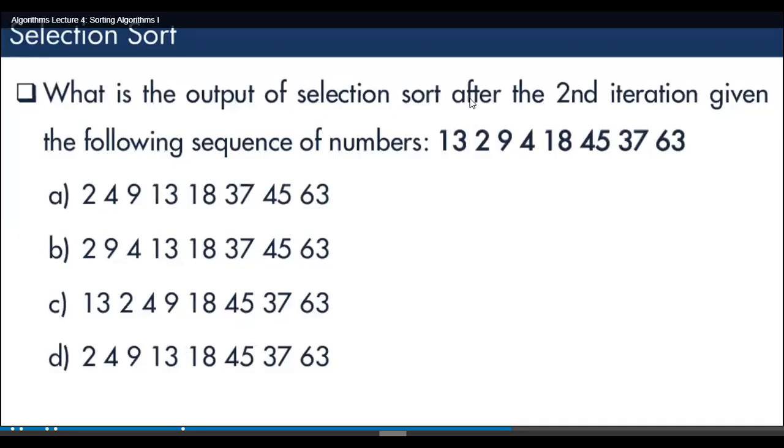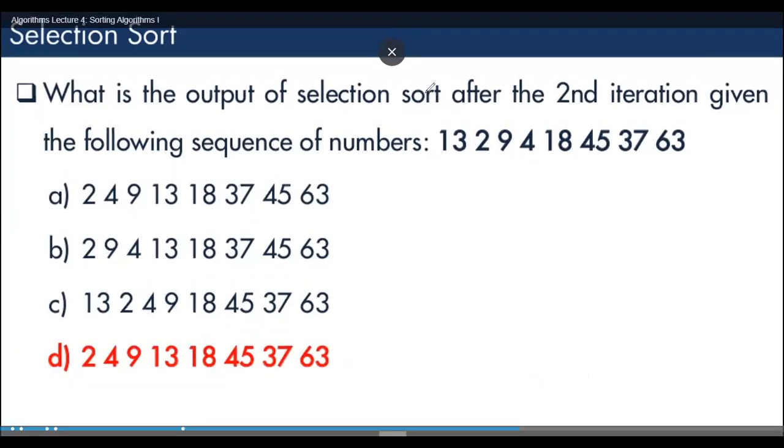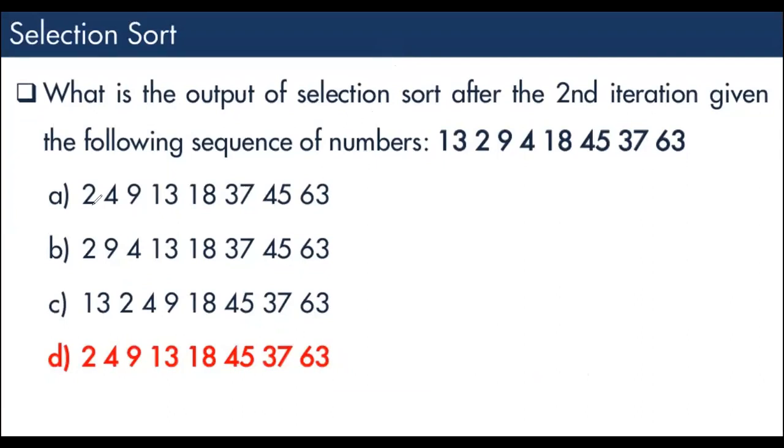So the answer will be, okay, we have seen that this is our input, and the answer will be, as you have said, D. Why will it be D? Let me explain. First of all, we know that in selection sort, we find the smallest and put it to the front. So as this is the second iteration, that means two iterations are done.